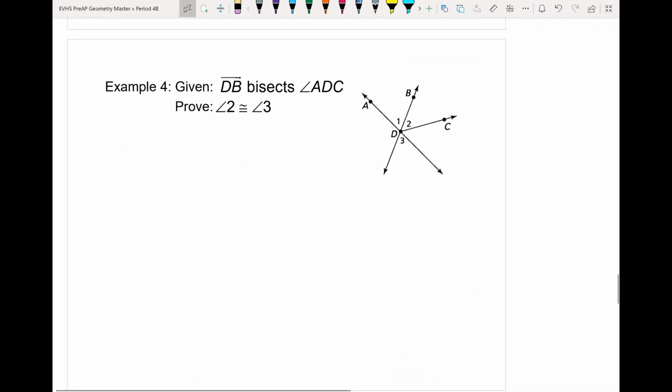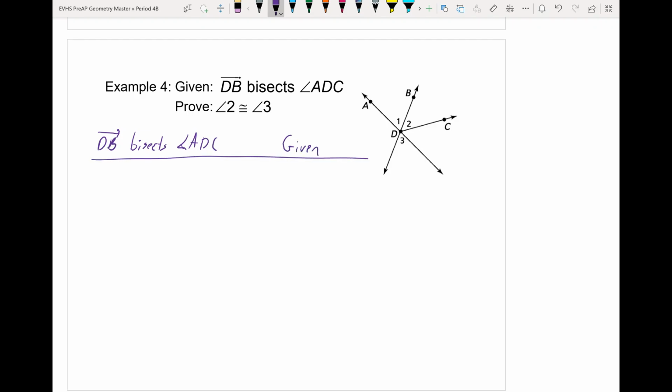Let's see how we can use that. I'm going to go ahead and write in my given here. Ray DB bisects angle ADC, and that is given. Now, whenever I see that a ray bisects an angle, I've got to remember what bisect means. When it bisects, it means that it cuts it exactly in half. So ADC is here, so this angle is equal to that angle. Let's go ahead and write that into my proof.